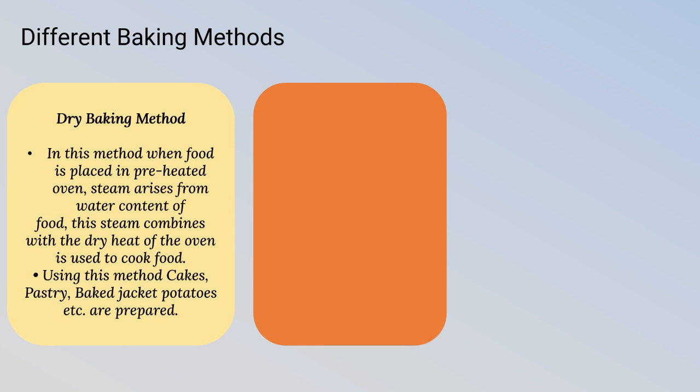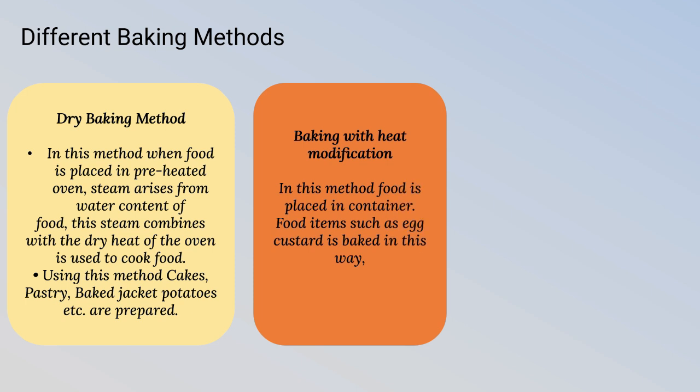There is another one, baking with heat modification. How is it done? In this method, food is placed in a container. Food items such as egg custard are baked in this way.